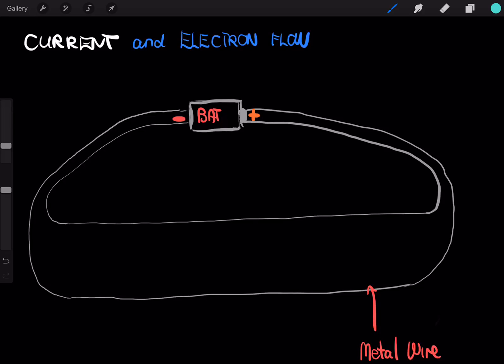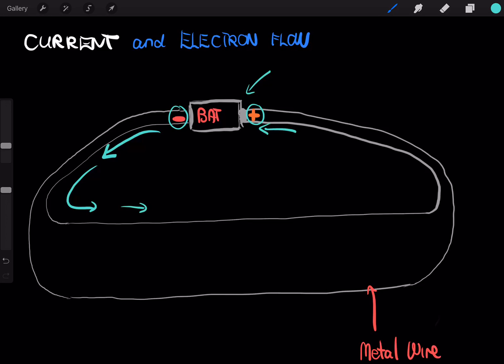Okay, just a quick word about current and electron flow. Now, in this diagram of a circuit, you'll notice I've drawn in a battery, and it's got a positive end and a negative end. So far, we've been talking about the fact that it's actually electrons that flow around the circuit, and that's in fact the case. So the electrons will exit the battery from the negative end, flow around the circuit in this direction, and return via this end.